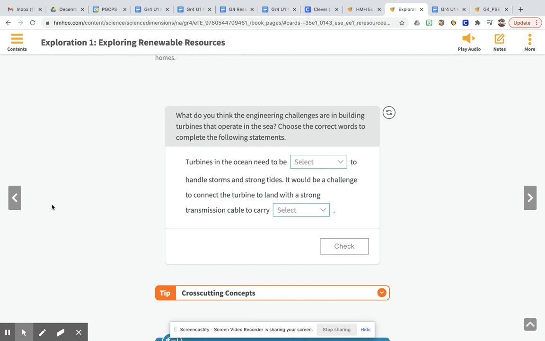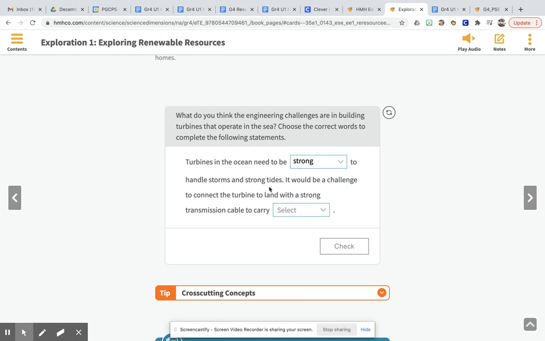Turbines in the ocean need to be blank to handle storms and strong tides. It will be a challenge to connect the turbines to land with a strong transmission cable to carry blank. All right, so let's check out our answer choices. Turbines in the ocean need to be, we've got lightweight, strong, or portable. So what would our turbines need to be in order to carry what they need to be? Light, strong, or portable? Did you say strong?